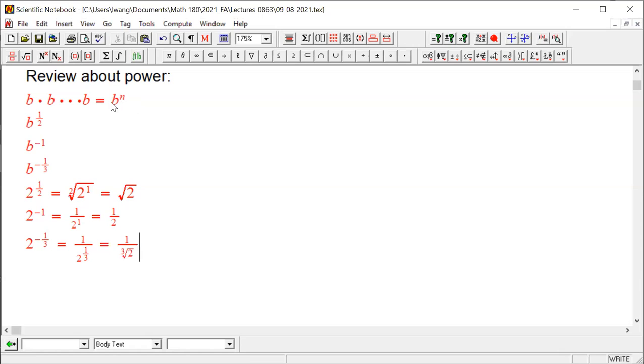So this way, the base can be pretty much any number. And the exponent can be any number. So we're going to use x. So this evolves to b to the power of x. And x, okay, I'm about to tell you the domain. x is any real number.